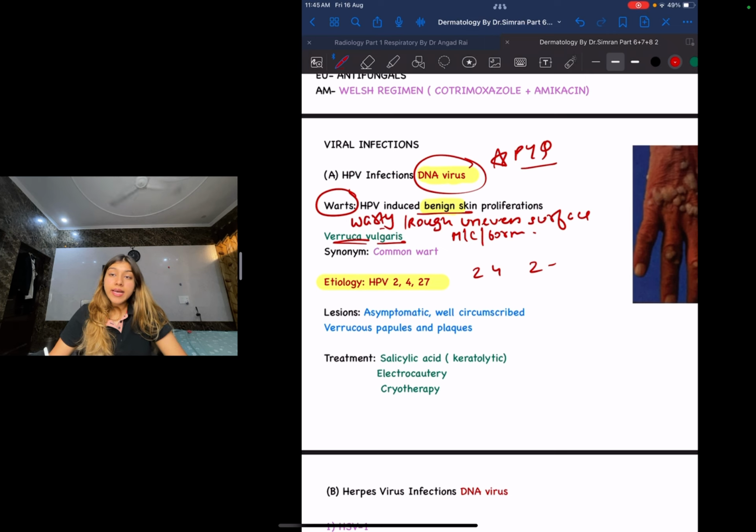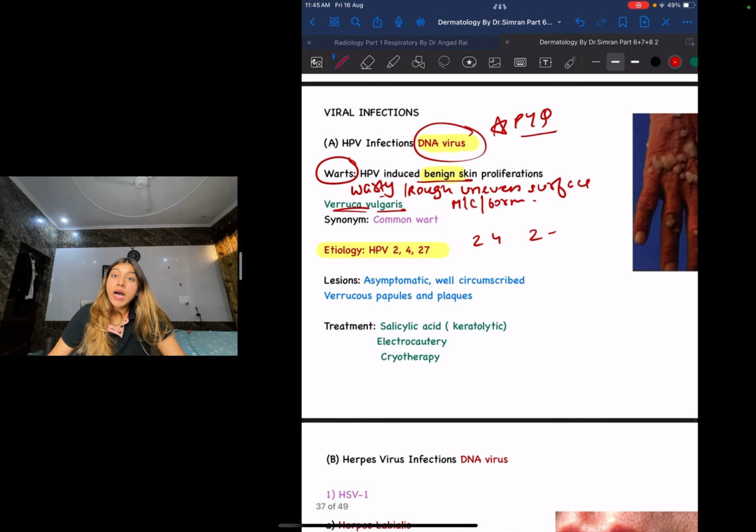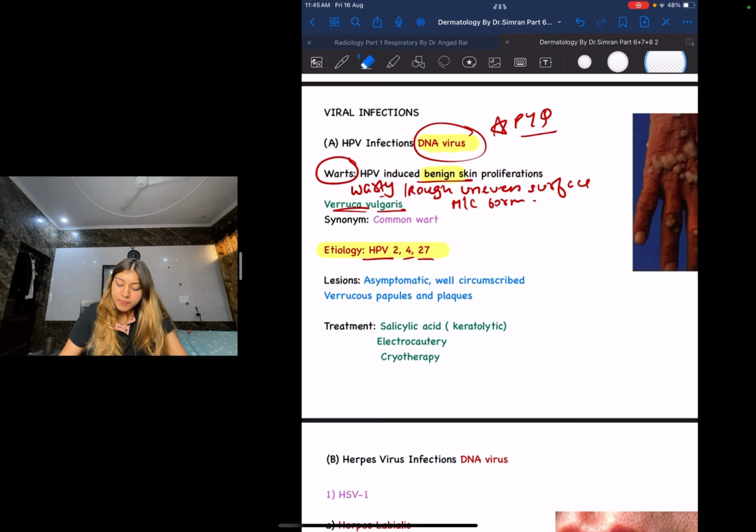Under this guys, what is the other name of verruca vulgaris? In layman terms, we also call it common warts, right? What is the etiology? What are the strains of this HPV that are causing this, guys? It is going to be HPV 2, 4 and 27. This is also important, okay? HPV 2, 4 and 27.